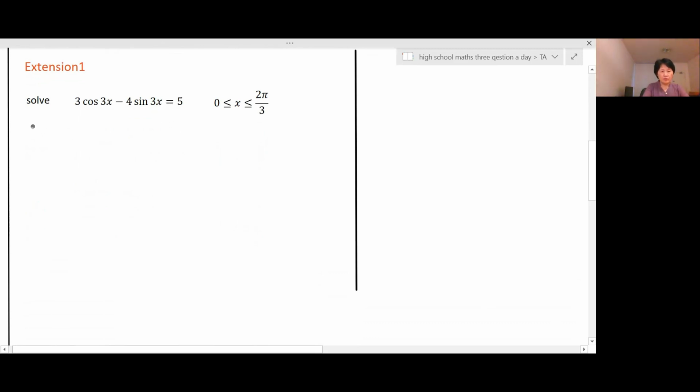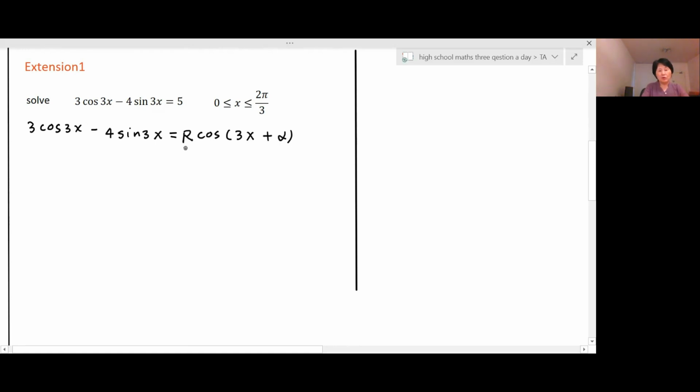Okay, so 3 cosine 3x minus 4 sine 3x, then equal to, I make it in this form: r cosine (3x plus alpha). Here is a minus, here must be the plus.